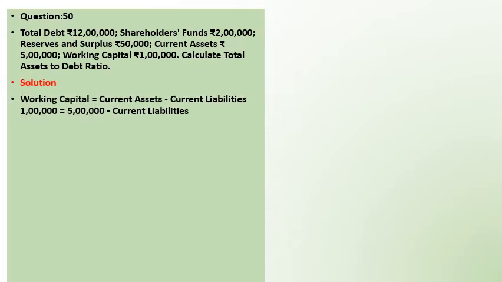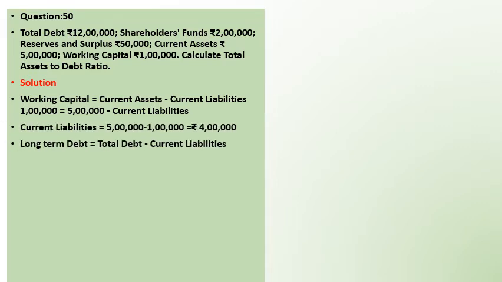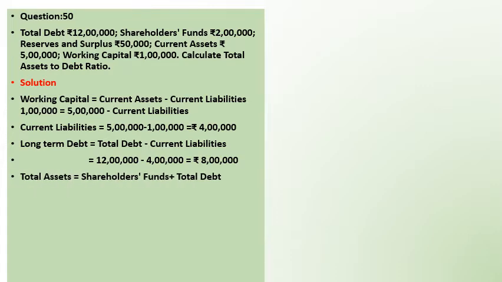Now first we'll calculate working capital, total current assets minus current liability. We'll put the value: working capital is given 1 lakh, current assets is given 5 lakhs. So based on that your current liability is equal to 4 lakhs. Now long term debt is equal to total debt minus current liability. Total debt is given 12 lakhs minus 4 lakhs is equal to 8 lakhs, your long term debt.